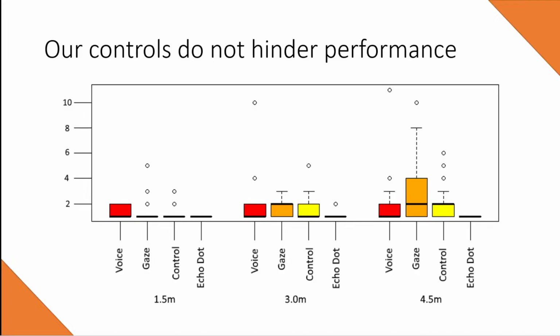Overall, we'll see that although the Amazon Echo Dot smart speaker outperformed our controls, the voice control and gaze control perform similarly to the mute button, i.e. the control condition on the graph, which suggests that the disparity is due to the fact we had a custom-built smart speaker rather than anything inherent in the controls. In short, we find that our controls do not hinder performance and do not hinder participants' ability to activate the smart speaker.